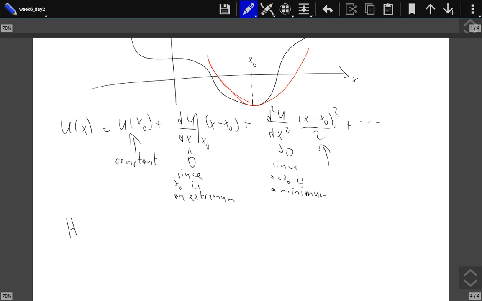I can also choose my origin such that x0 is 0. So if I choose x0 equal to 0, H will be equal to p squared over 2m plus 1/2 k x squared. So this is what we call k, the second derivative of the potential at the minimum.